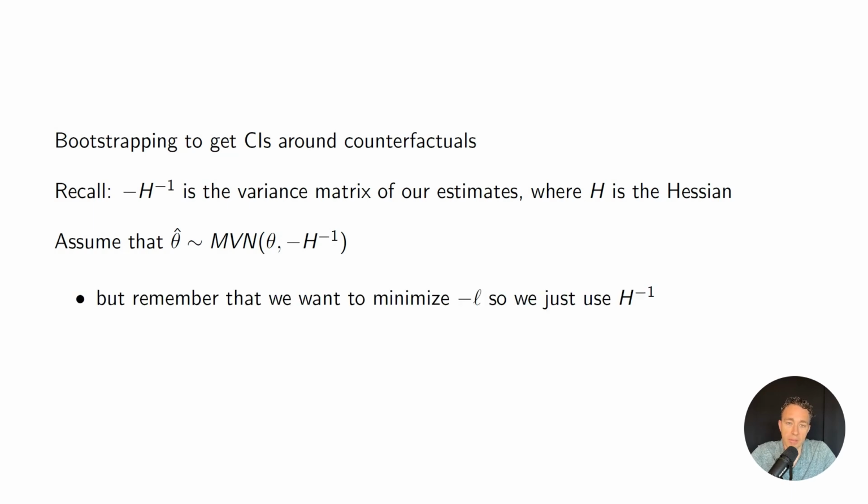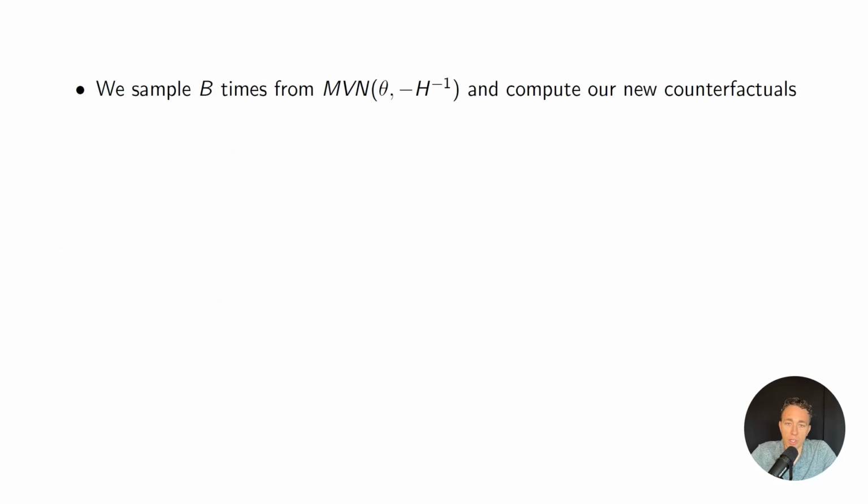And then, just as a matter of practicality, we're minimizing the negative likelihood, and so in most cases we'll just use the inverse of the Hessian, not the negative of the inverse of the Hessian, because we've already taken the negative when doing the minimization of our likelihood. So what is the process that we follow? Well, we're going to sample capital B times from this multivariate normal distribution, and then we're going to recompute our counterfactuals for every sample that we take. And this will give us some measure of variation around our counterfactual conclusions.